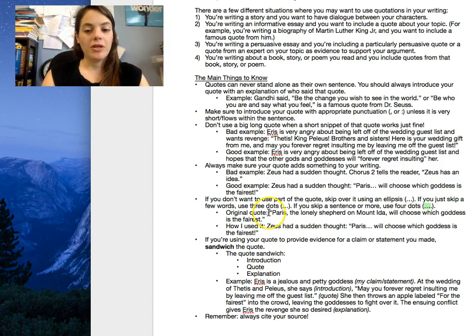So the original quote that I used in this example was, Paris, the lonely shepherd on Mount Ida, will choose which goddess is the fairest. I didn't need to include that information about the lonely shepherd on Mount Ida. That's not important to what we're talking about here. So I said, Zeus had a sudden thought. Paris, dot, dot, dot, will choose which goddess is the fairest. So I skipped over that part. And again, that goes back to only using what you need.